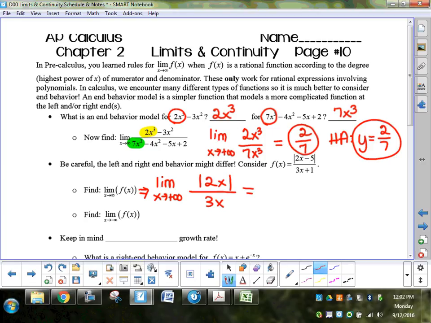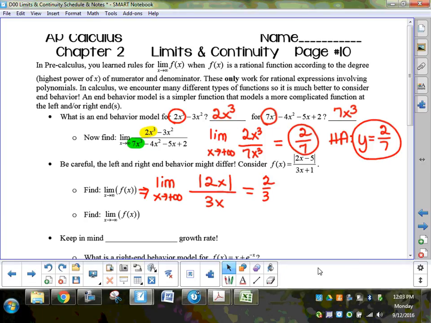Because the numerator, I'm plugging in like 1,000. The denominator, I'm plugging in 1,000. This would simplify down to just be 2/3. Now, the next one is similar but different. And I want you to see if you can process what would happen to this limit as we go out to negative infinity.